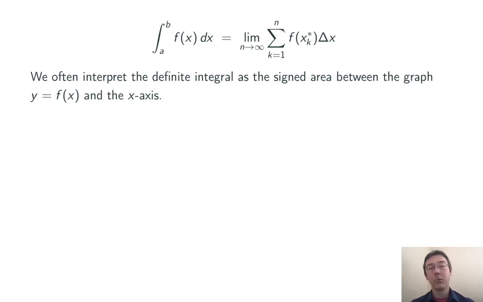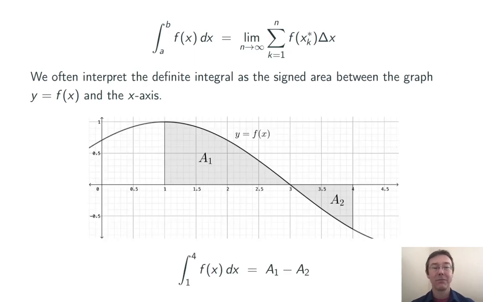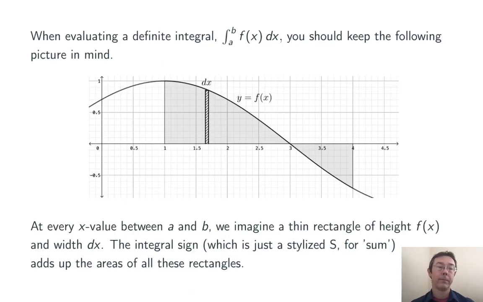Which brings us to this point. We frequently interpret the definite integral as the signed area between the graph y equals f of x and the x-axis. That is, the area beneath the curve. So, for instance, for this function y equals f of x, the integral from 1 to 4 of f of x dx is A1 minus A2, the area above the x-axis minus the area below the x-axis.